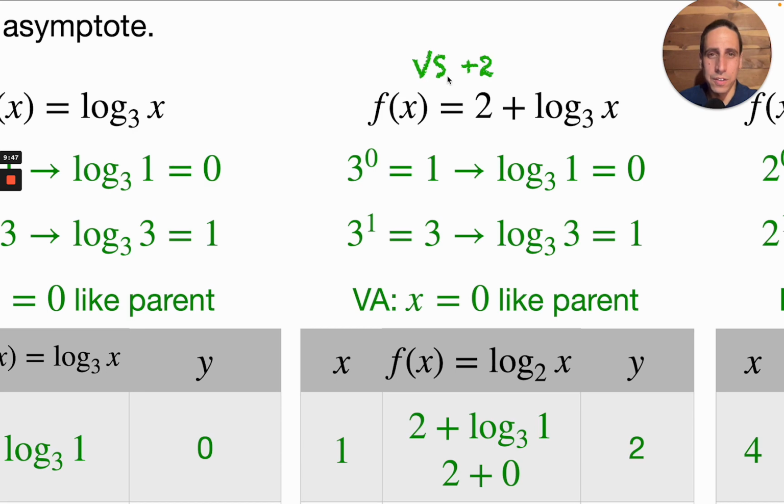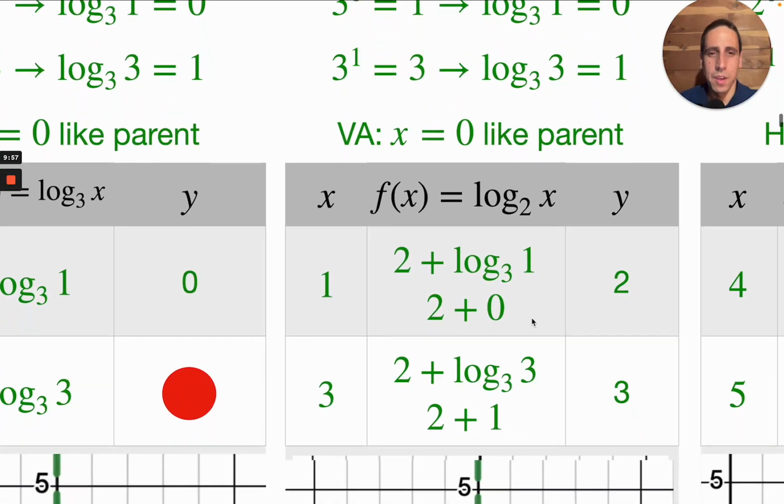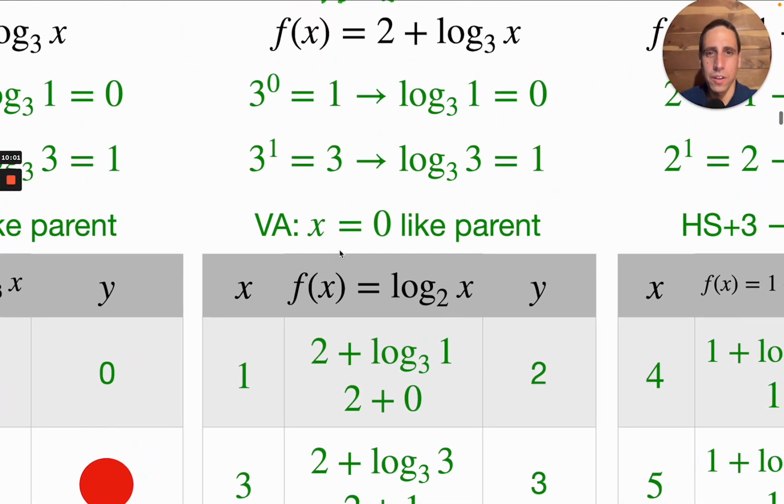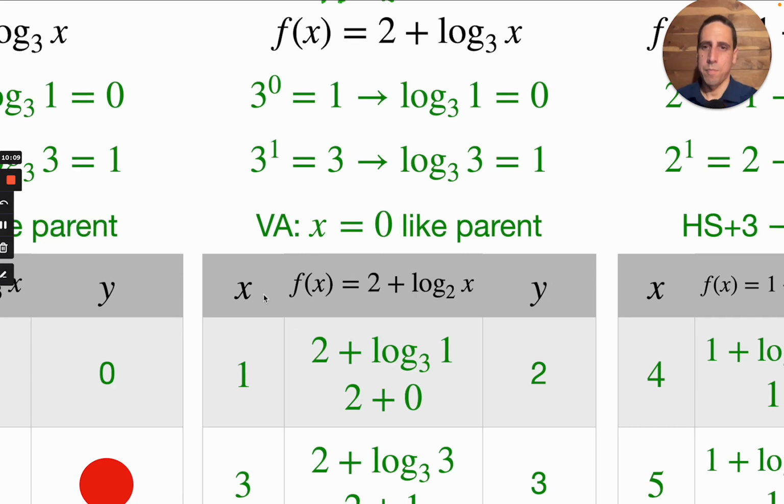This vertical shift is not going to affect the vertical asymptote at all. So it stays at x equals 0, just like the parent function. We got our two facts ready to go. I just had to throw in the 2 plus over here, just like the function is, just like you see here. It's 2 plus log base 3 of x.